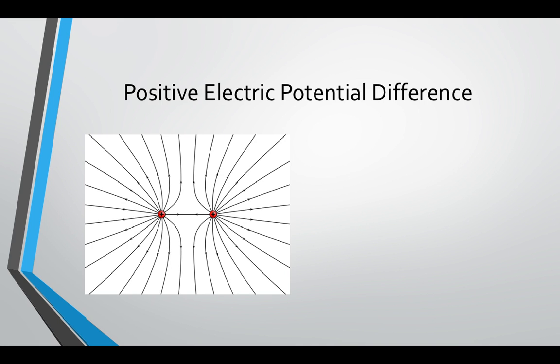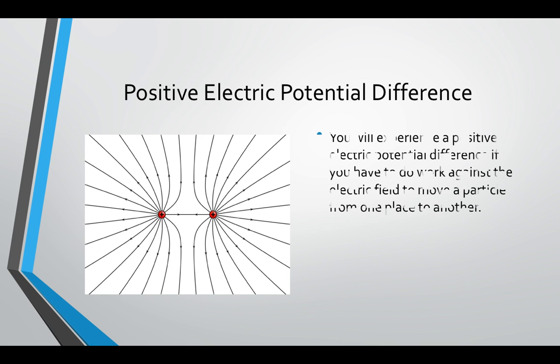So we get some different effects when we move different charges around in different fields. To get a positive electric potential difference, there are a couple of different things you can do. You have to do work against the electric field to get a positive electric potential difference when you move the particle from one place to the other. That means that you're fighting against the forces in the field. You're moving two particles closer together that don't want to be closer together, or two particles farther apart that actually want to be closer together.